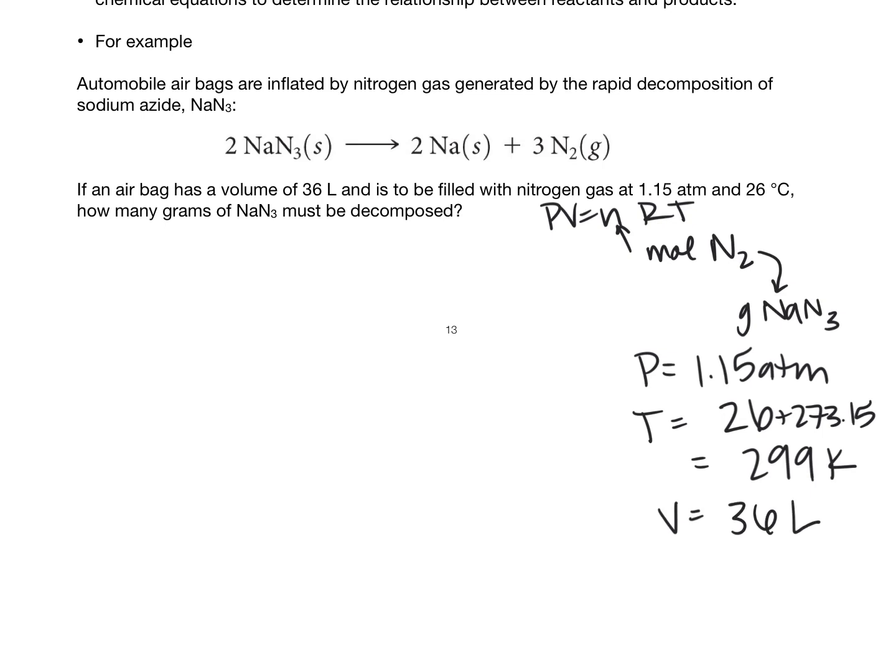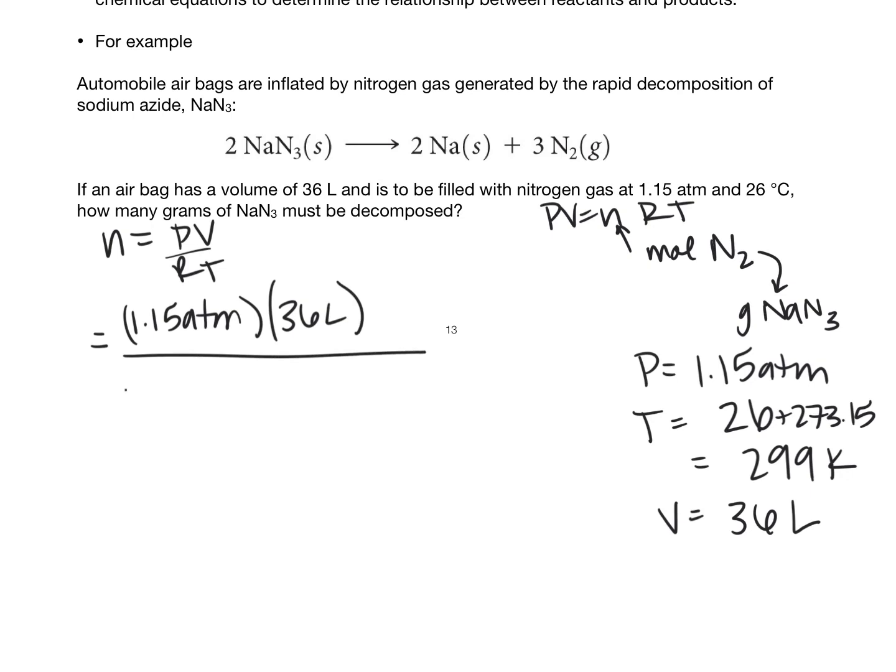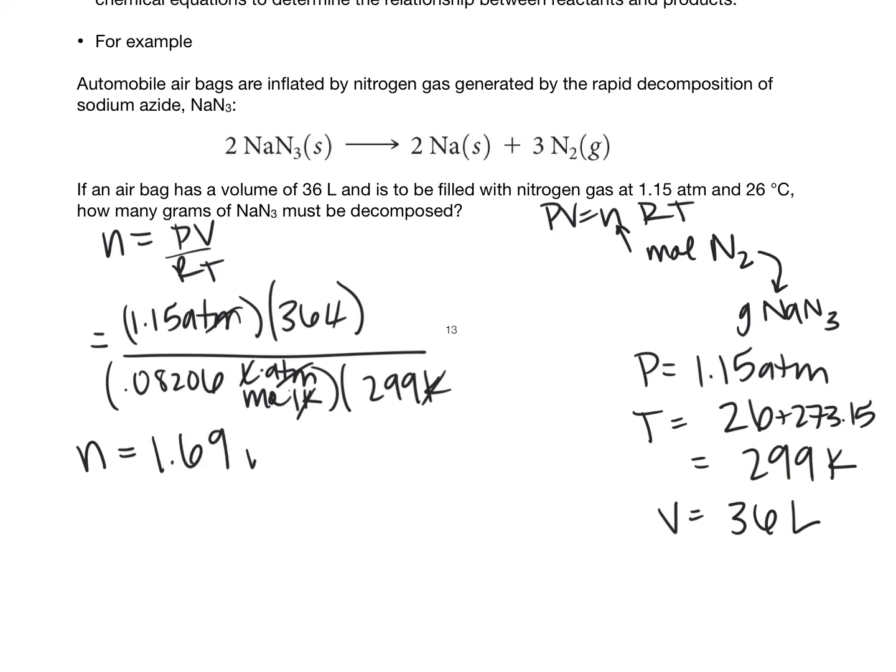So with this information, we can solve for n, where n is equal to PV over RT. So first, we're going to take our 1.15 atmospheres, multiply that by the 36 liters, divide by 0.08206 liters atmospheres per mole Kelvin, and then multiply that by the temperature of 299 Kelvin. So when we cancel out our units, we're going to be left with n equal to 1.69 moles of nitrogen gas.